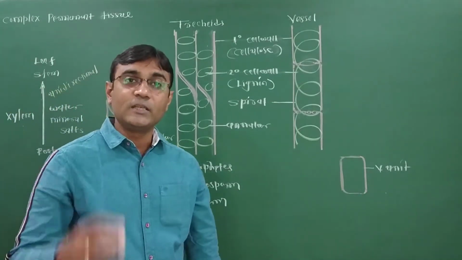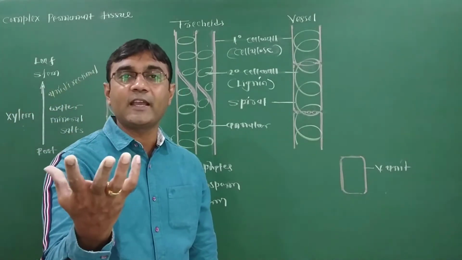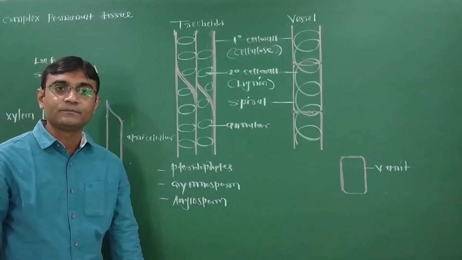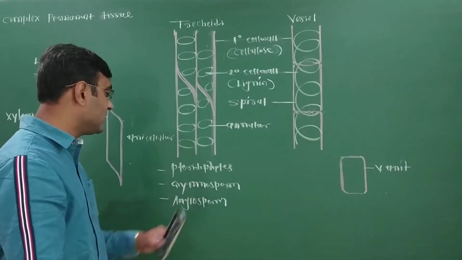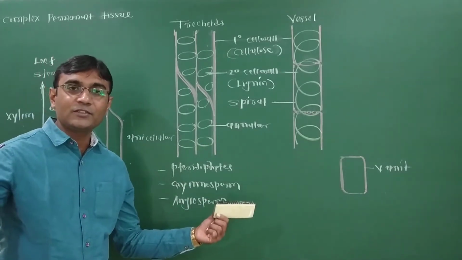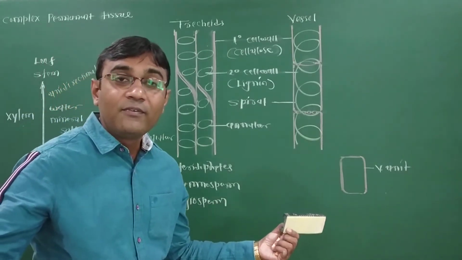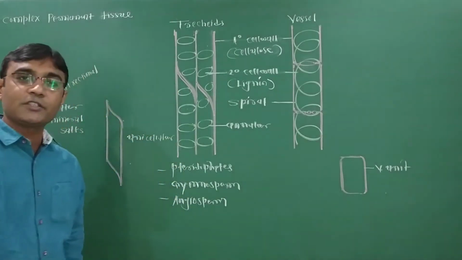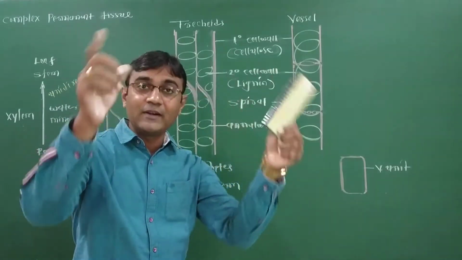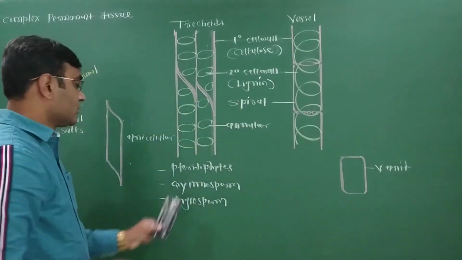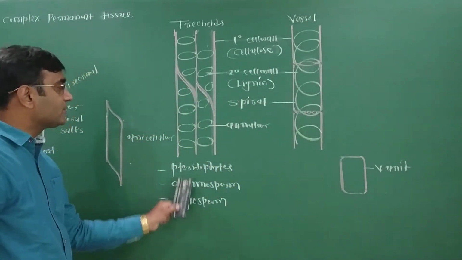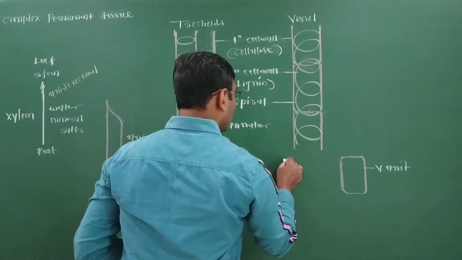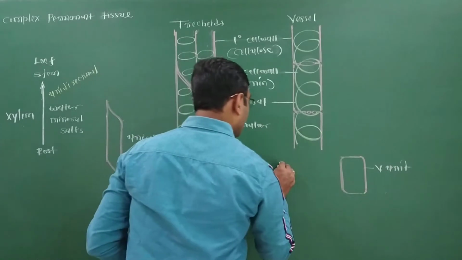Gymnosperms: in gymnosperm plants, the seed is naked, open, not covered with fruit. That's why the name is gymnosperm. Pinus and Cycas are examples of gymnosperms. Then all the rest of the higher plants, the flowering plants that give flowers, are all angiosperms, and their seeds are covered with fruit. So in pteridophytes, gymnosperms and angiosperms, tracheids are present everywhere, whereas vessels are present only in angiospermic plants.